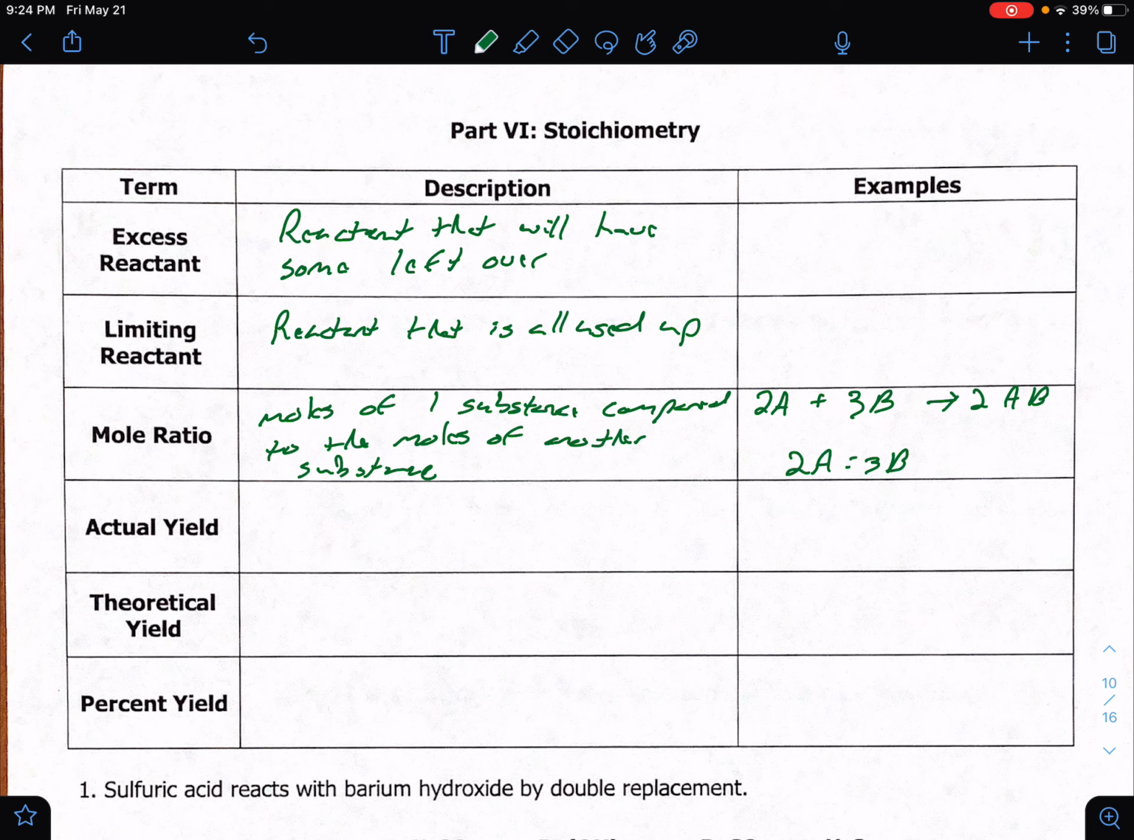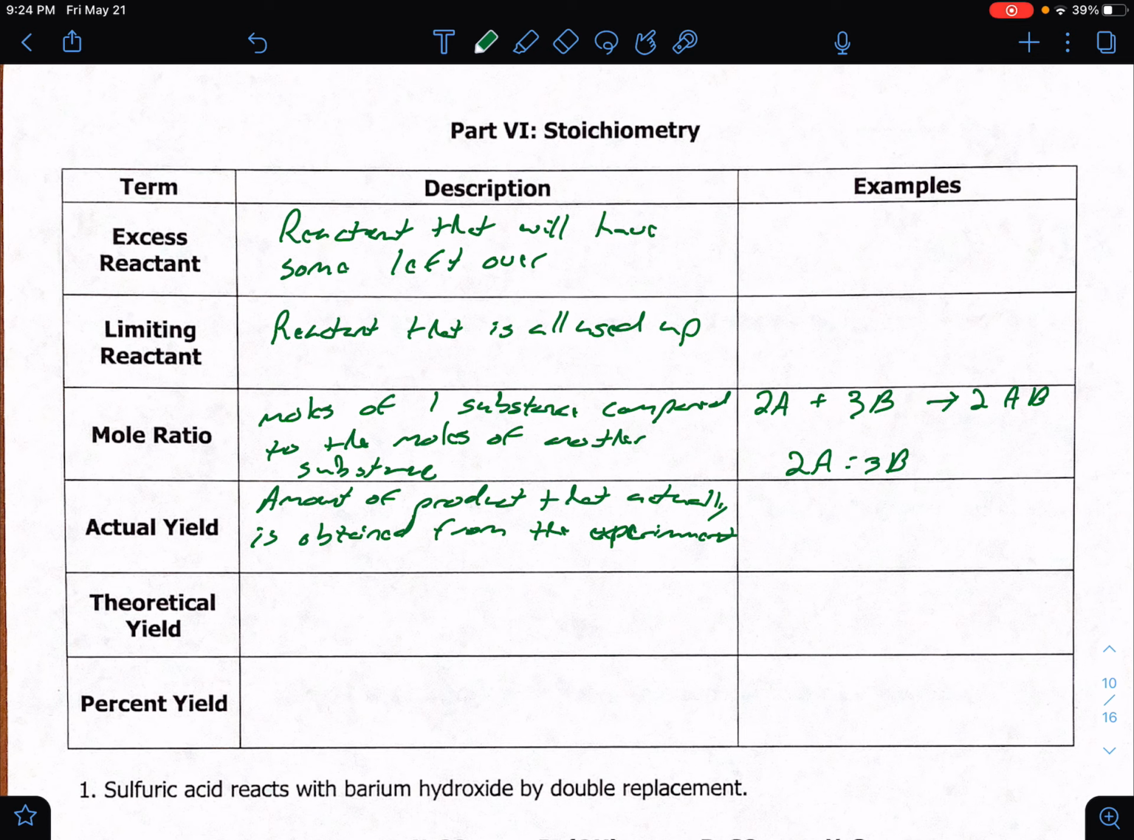Okay, actual yield. This is the amount of product that actually is obtained from the experiment. So once we actually did the experiment, this is what was actually obtained.